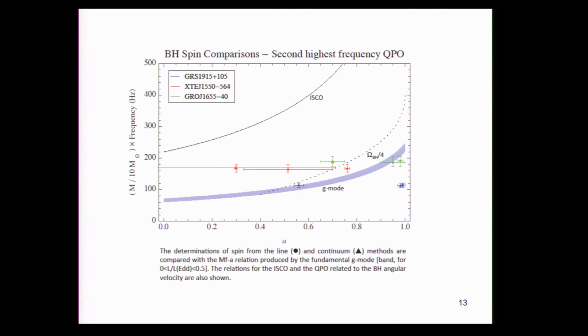And you see the magnetically choked stuff rises much faster than the G mode because we do not approach the horizon as A goes to 1, basically. So there's a big difference at high spins, small difference at low spins.